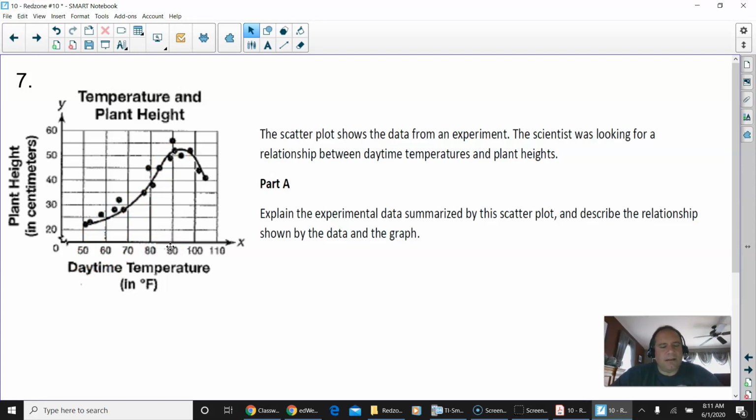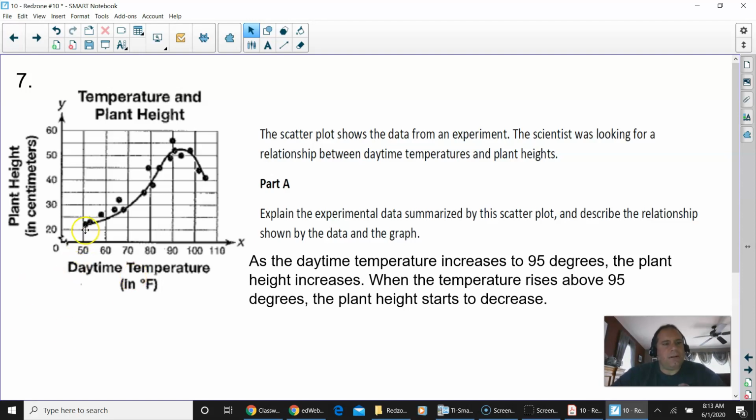So you have to just explain what happens to the plant height as the temperature rises. Okay, so go ahead, press pause, and do that now. So just take a look. If it's 50 degrees out, 60 degrees, 70, 80, as the daytime temperature increases to about 95 degrees, right about there, the plant height increases along with it.